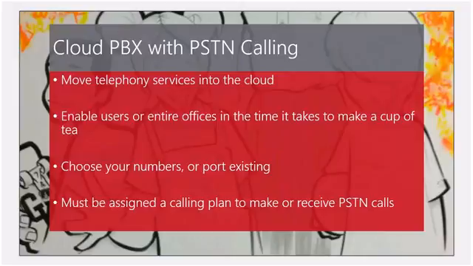Using Cloud PBX with PSTN calling, businesses can roll out PSTN calling capabilities to specific users or an entire office in the time it takes to make a cup of tea. You can choose from a global pool of block telephone numbers that can be reserved and assigned to users, or you can port your existing numbers from your current provider to Office 365 using the built-in number porting function within the Office 365 admin portal.